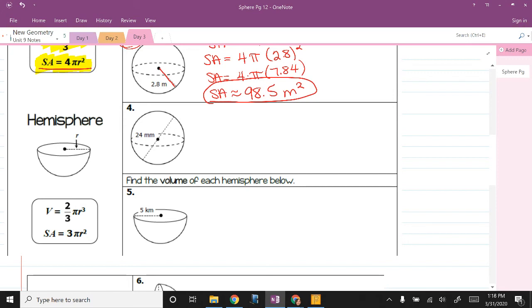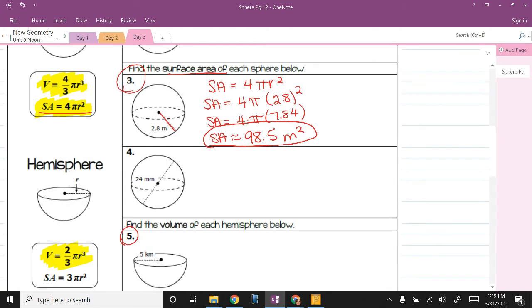So let's just do number 5 together, please. Number 5 says to find the volume of the hemisphere. So if I look over to the side, I'm still on page 12, at the bottom of page 12. The volume is 2/3 times pi r cubed. 2/3 times pi r cubed.